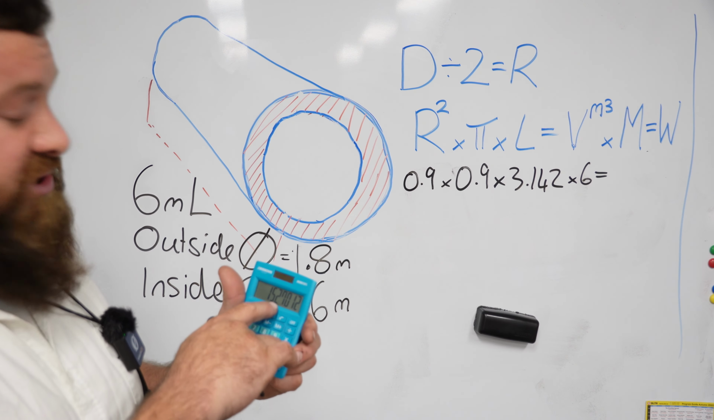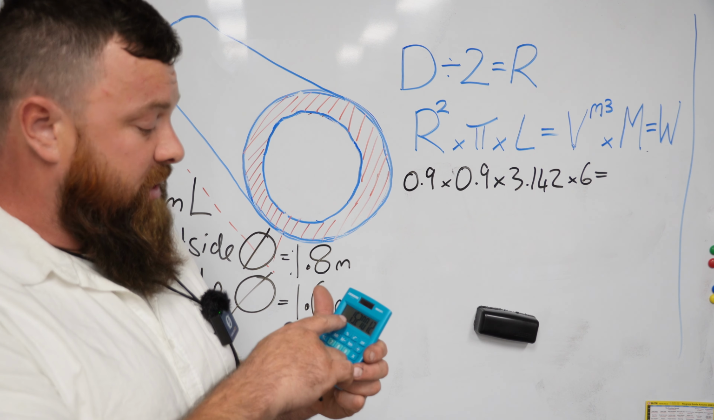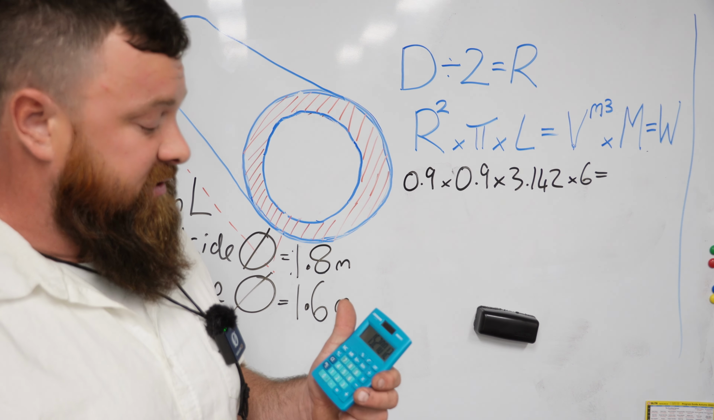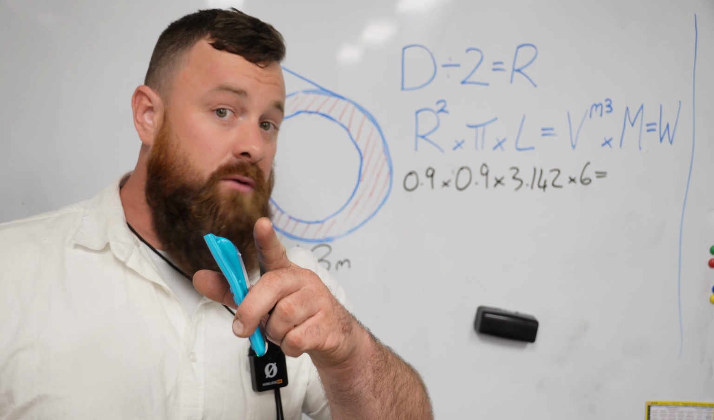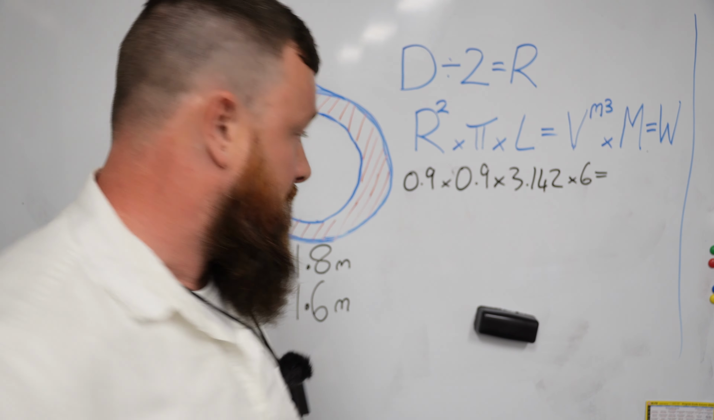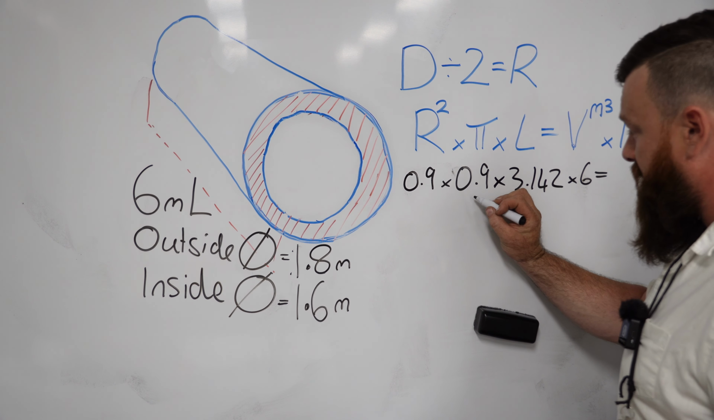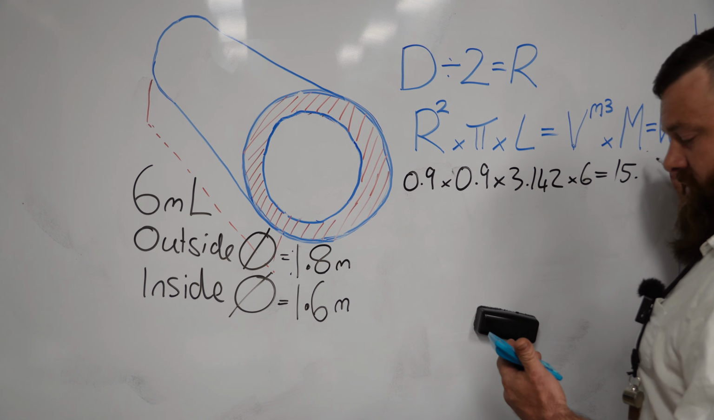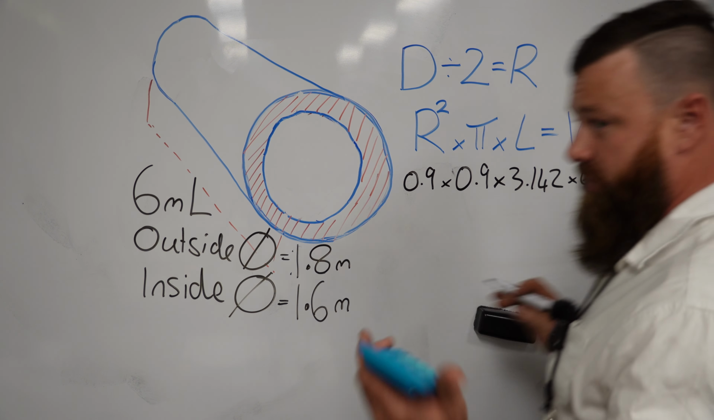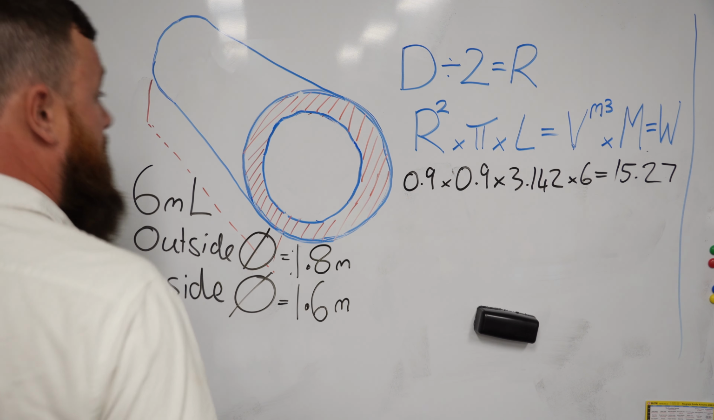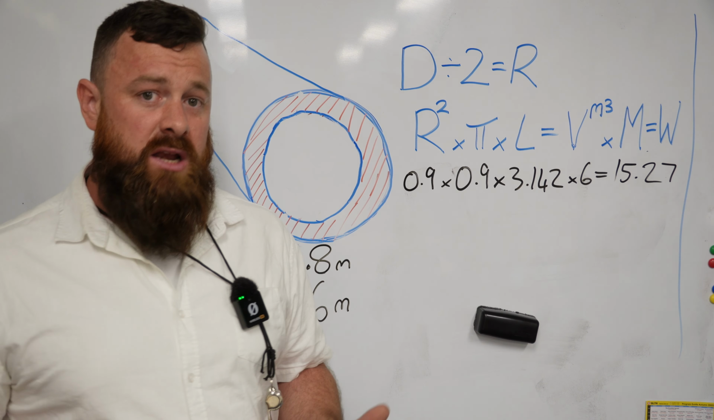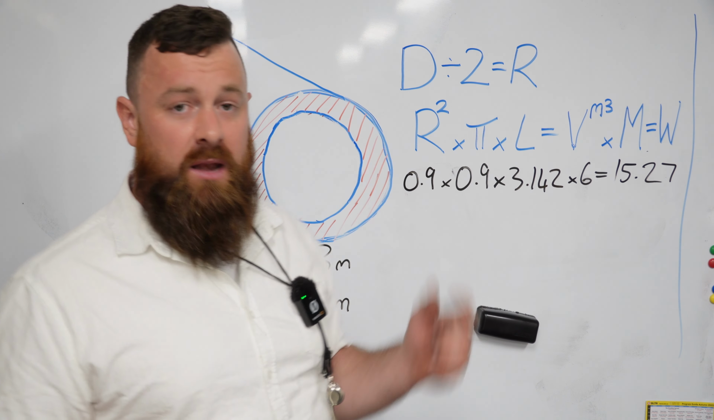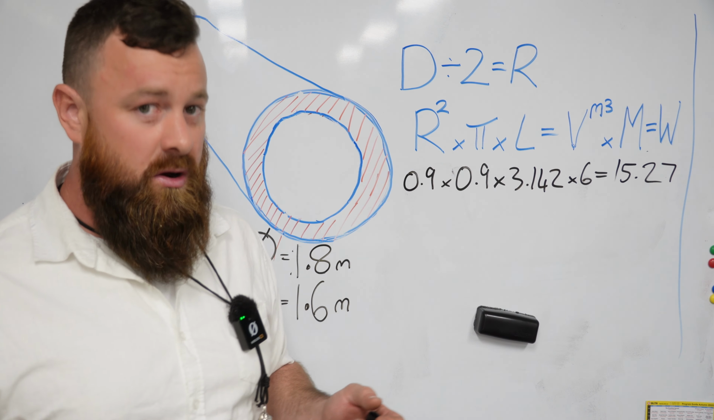I just want you to take the first two numbers after the decimal point. So how it says 15.27012, take off the 012 at the very end. Just write 15.27. Do not round any numbers at this point. So 0.9 times 0.9 times 3.142 times 6 equals 15.27. Don't worry about the other numbers. They're a little bit insignificant at this point. That is our outside volume. So if this was a solid cylinder of concrete, there would be 15.27 cubic meters of concrete.